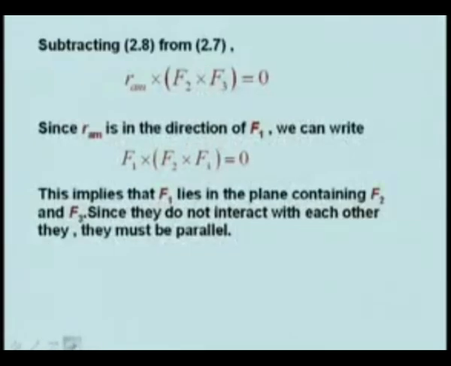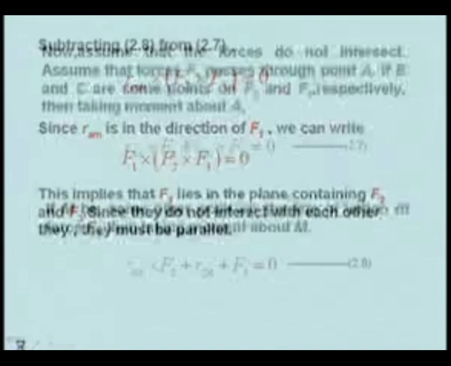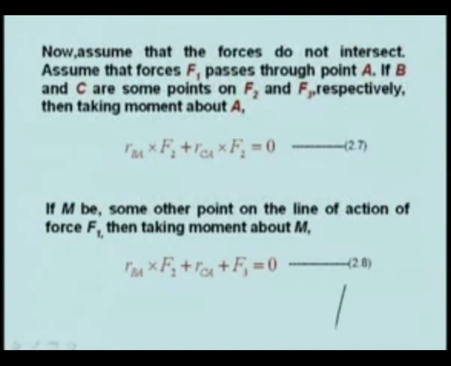See, if you have a force F1, this may be F2, and let us say this is F3. Now, this point is A. Here you have point B, and here you have point C. Now, let us take the moment about A. Moment of the force F1 about A is 0, moment of force F2 about A is RBA cross F2 plus RCA cross F3 is equal to 0.